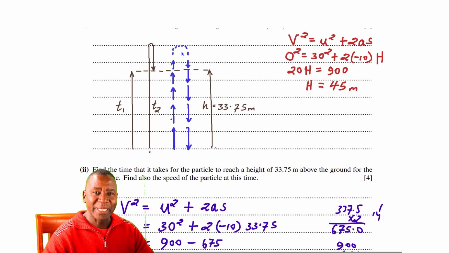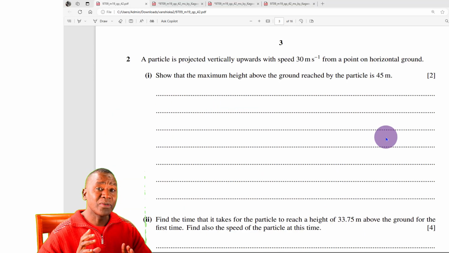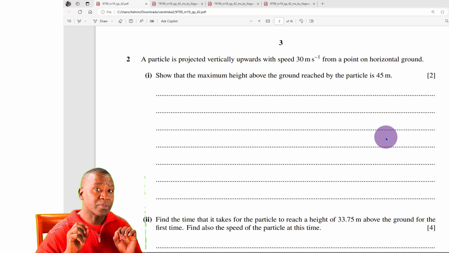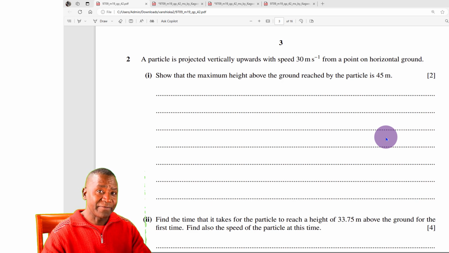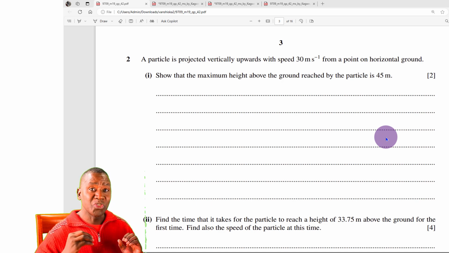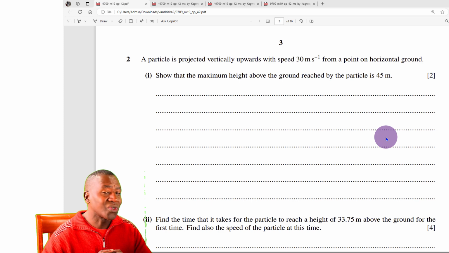Hello and welcome again to question number 2, where we're going to look at motion under gravity. In this question, we are going to learn several skills when it comes to dealing with motion under gravity. It's a very simple question, but I'm going to use it to explain very important concepts. Let's go straight to the question and see what it has.